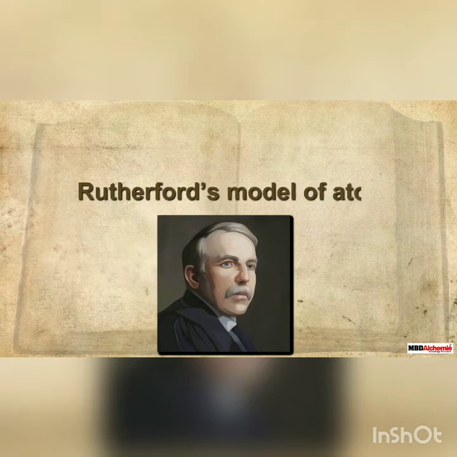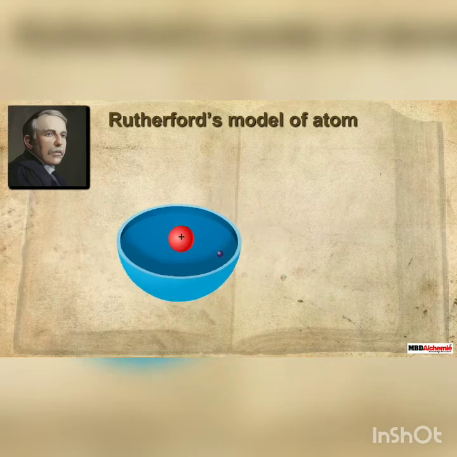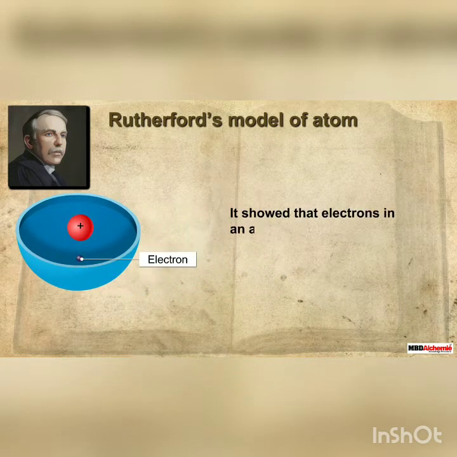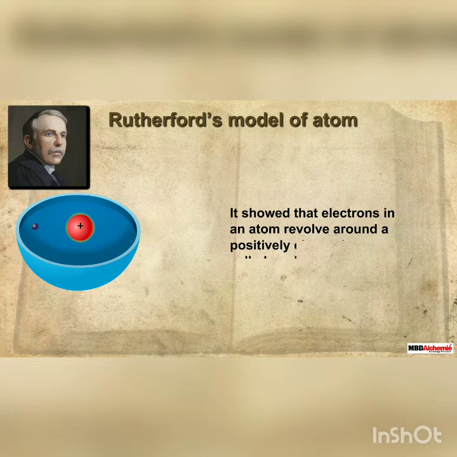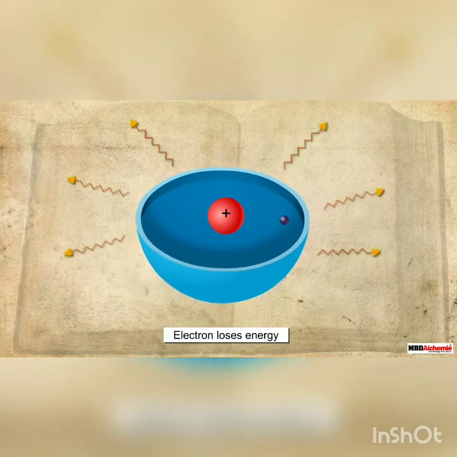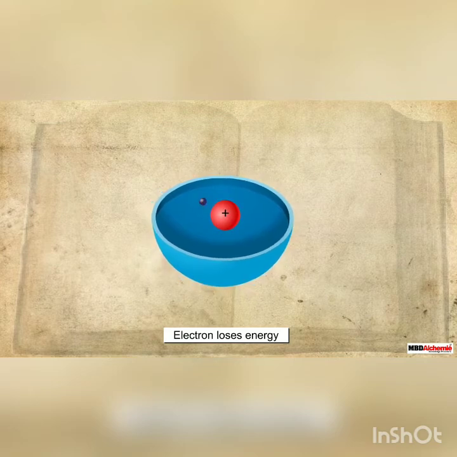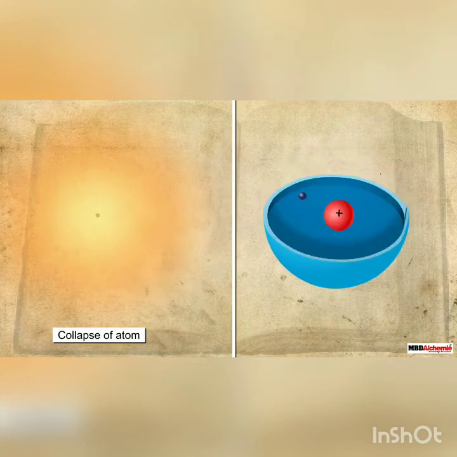The Rutherford's model of an atom had a major drawback, that it could not explain the stability. It showed that electrons in an atom revolve around a positively charged center called nucleus. However, later on, it was found that any particle in a circular motion would undergo acceleration and thus would lose energy. So, the electron would take a spiral path and would finally fall into the nucleus, and the atom would collapse. But this does not take place in reality.